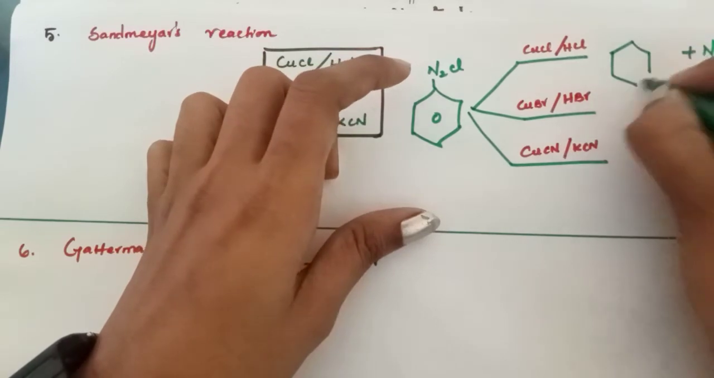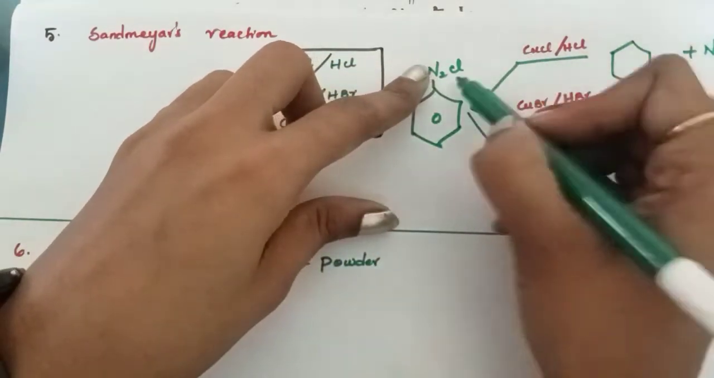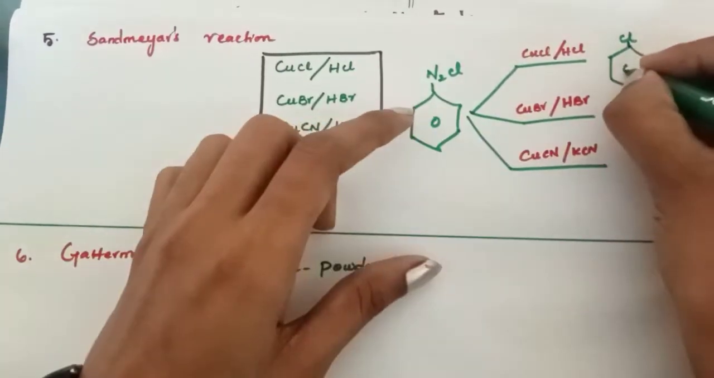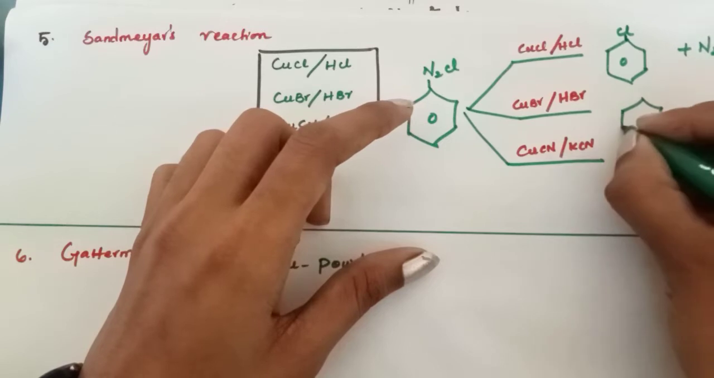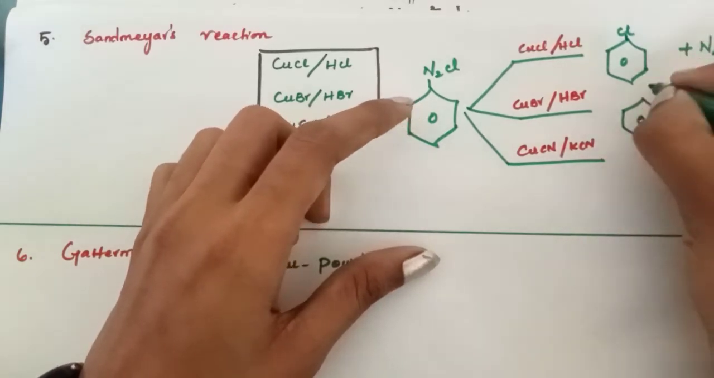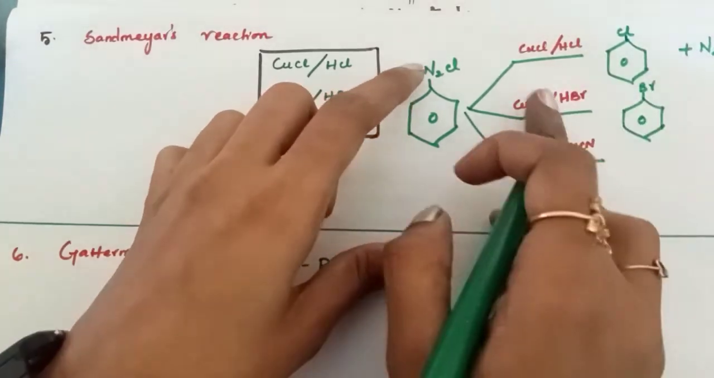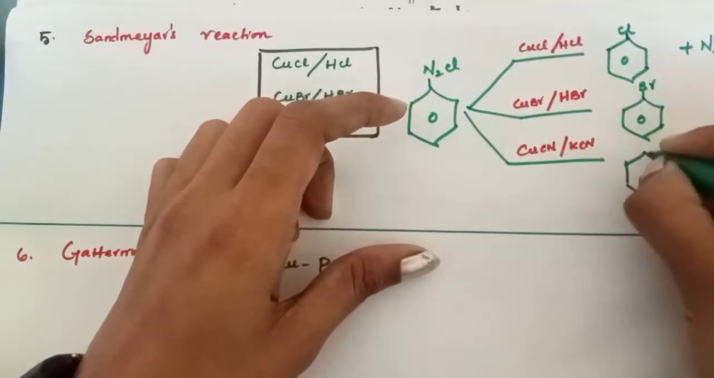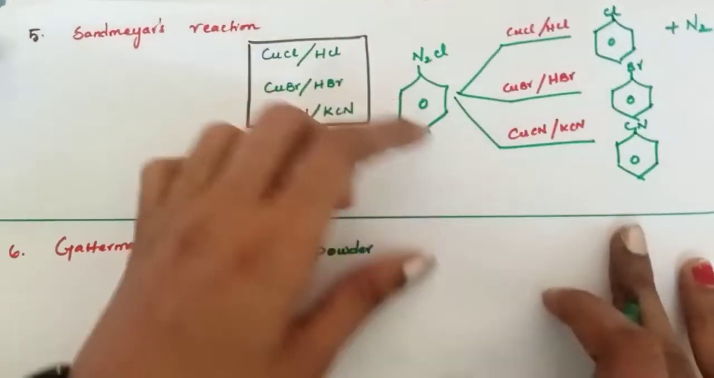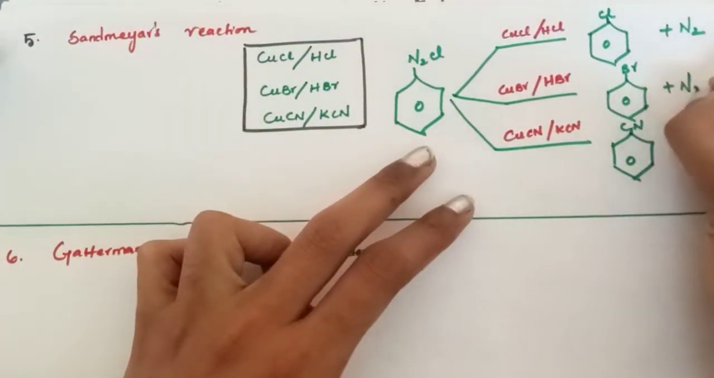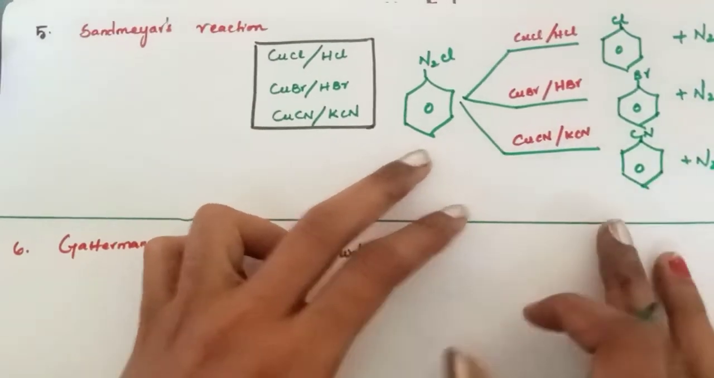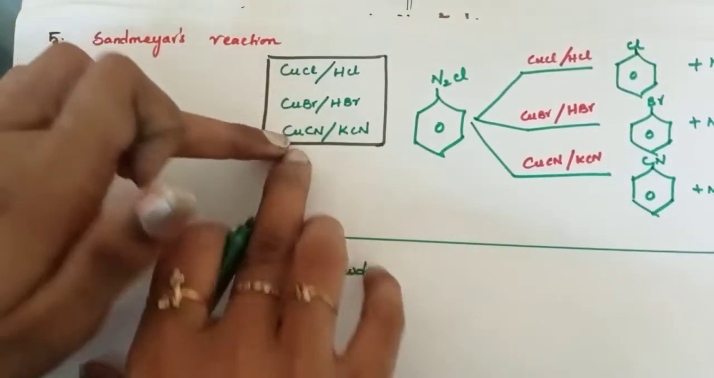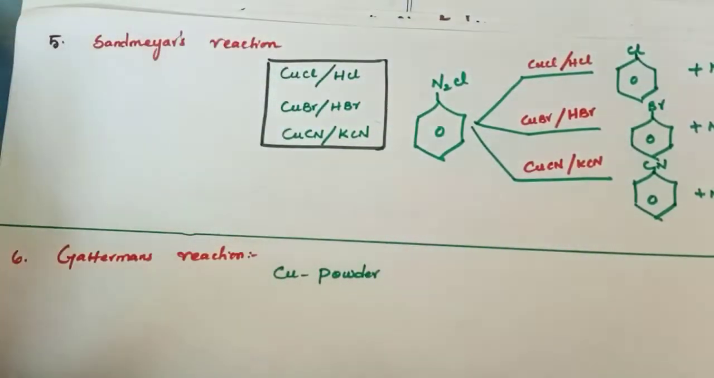here. So here chlorobenzene formed. Here bromobenzene formed. Here cyanobenzene formed. It's a Sandmeyer's reaction. Sandmeyer's reaction, cuprous chloride, cuprous bromide and copper cyanide. You keep it in your mind.